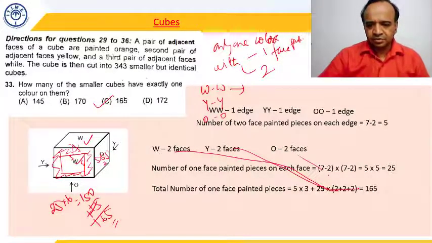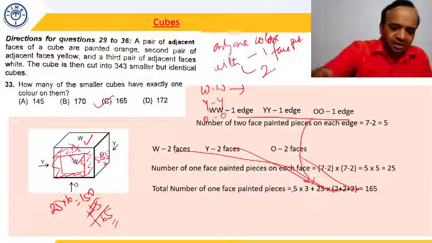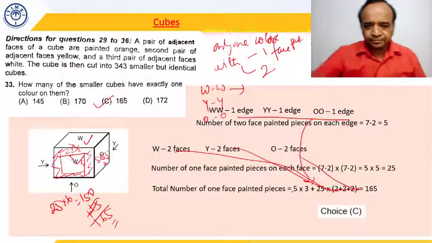These two faces, these two faces. Now these 3 edges are here. So in this way, we can do this calculation together here. 25 into 6 plus 5 into 3, and that gives us 165. So the answer choice for this question is C. I hope this is clear.